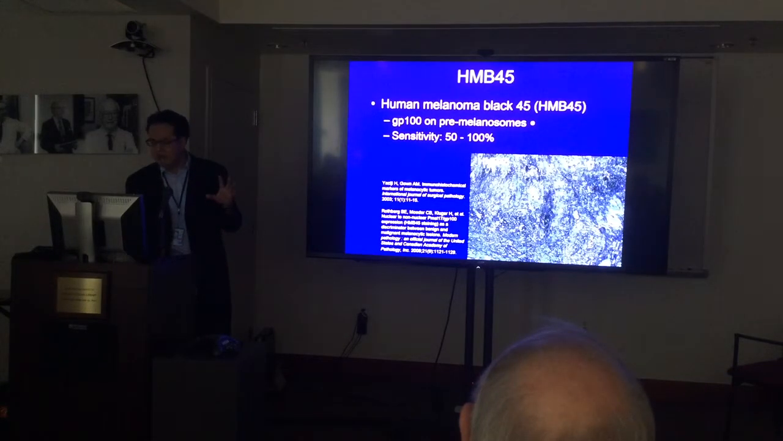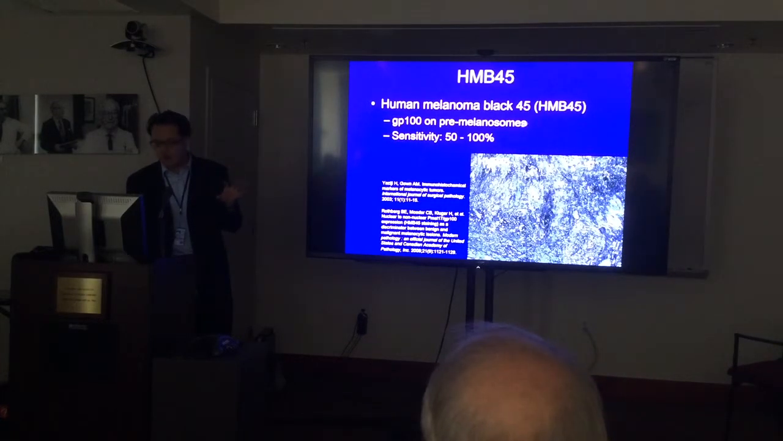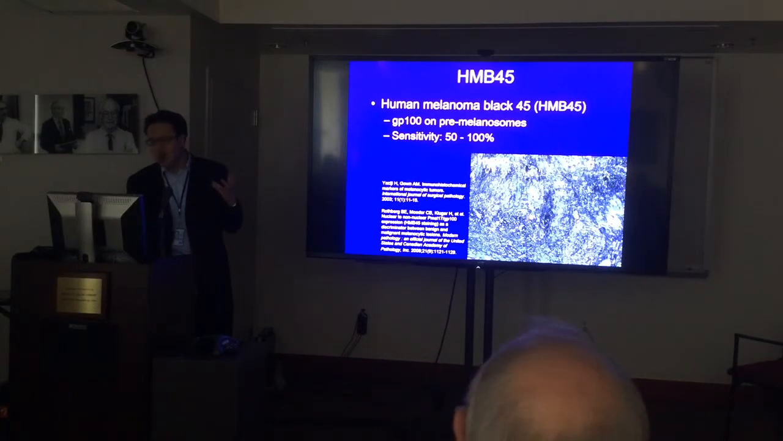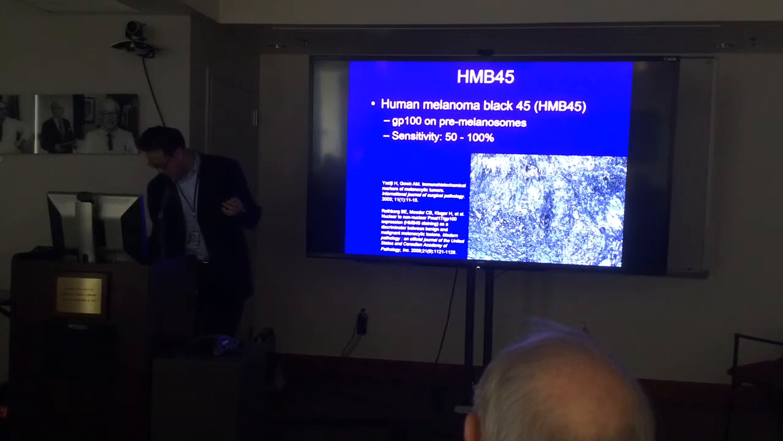melanomas, and it was discovered by Drs. Gowan and Vogel in 1986. It's a mouse monoclonal antibody raised against GP100, which is a melanoma-specific marker on pre-melanosomes, and its sensitivity is high, anywhere between 50 to 100%. Now here, when we apply HMB45 to our tumor, you can see that the lesion is much more convincingly stained and much darker than S100, suggesting that our lesion is definitely a malignant melanoma.